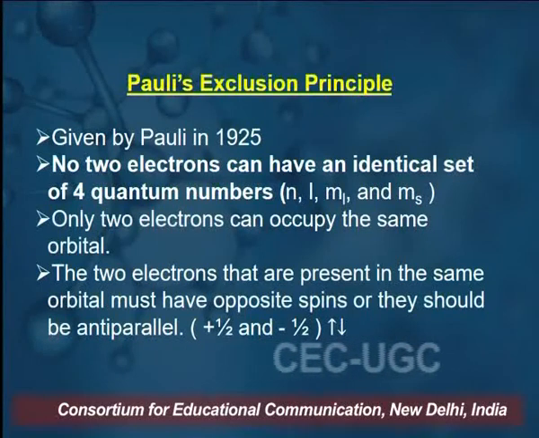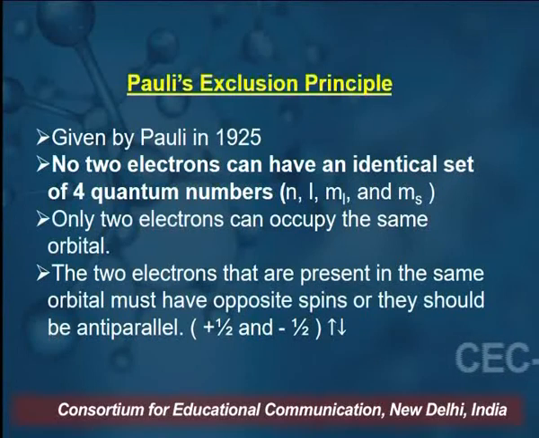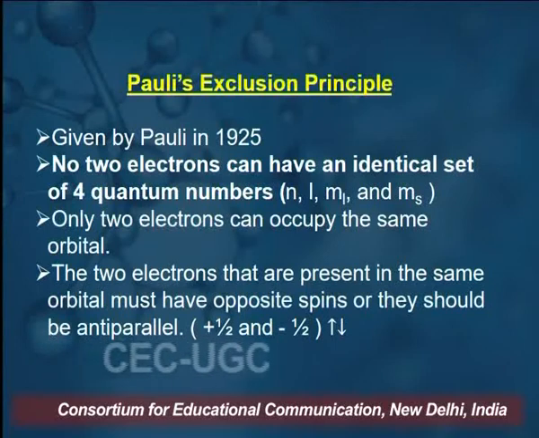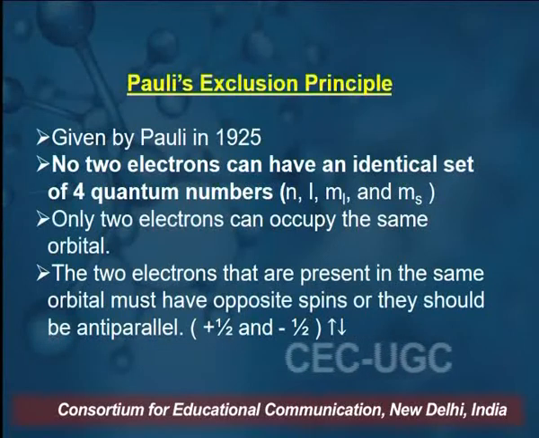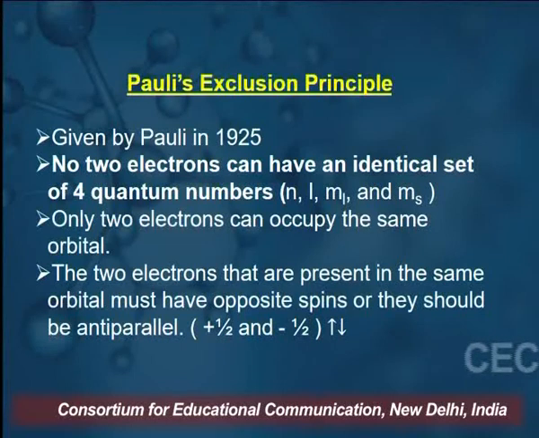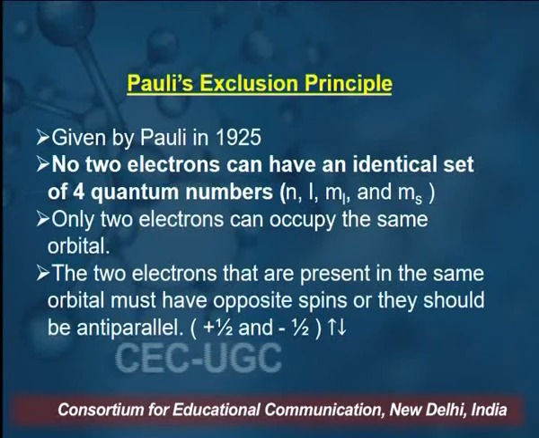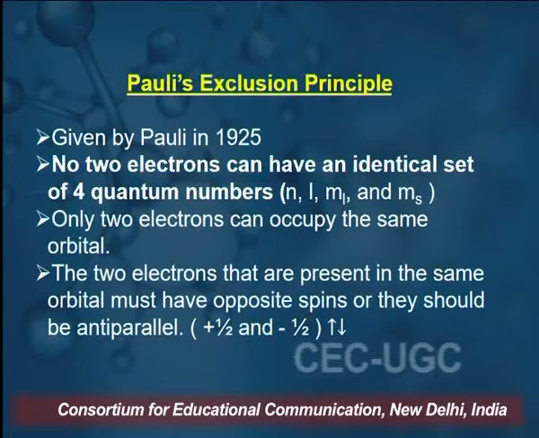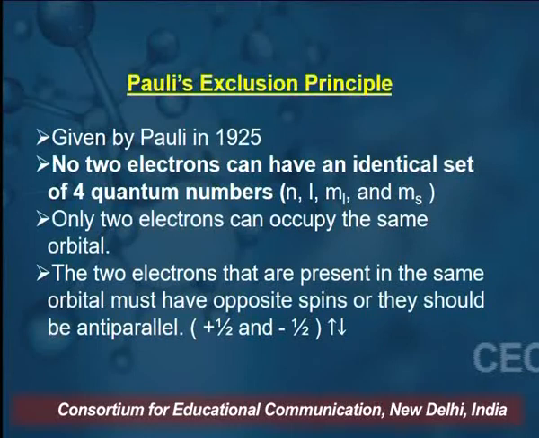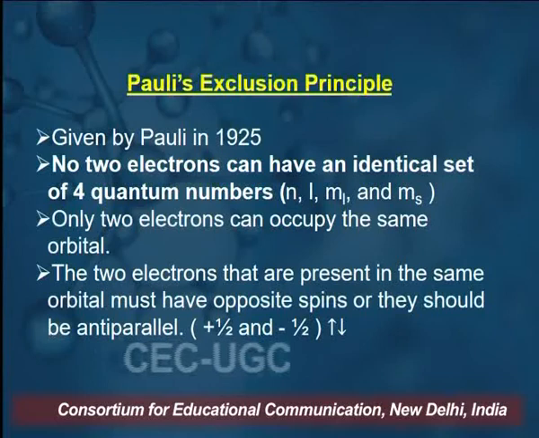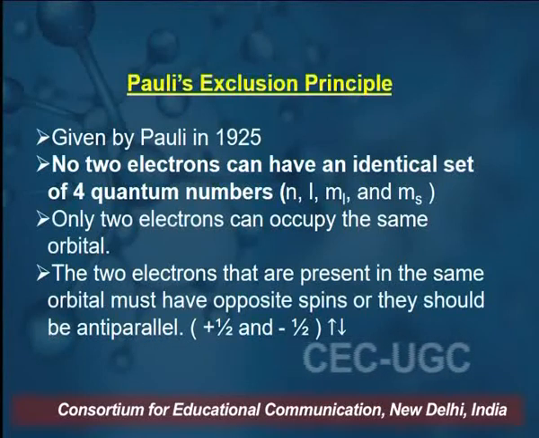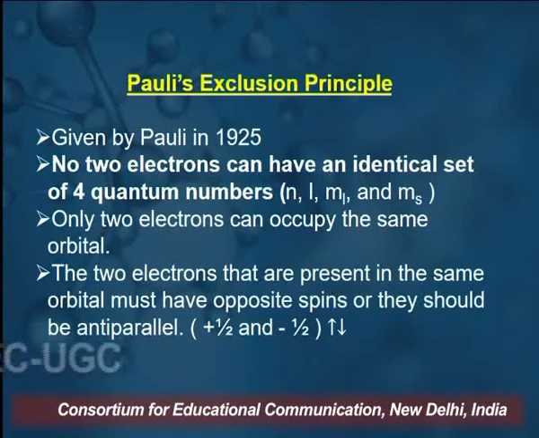Number one is the Pauli's exclusion principle, which was given by Pauli in 1925, which states that no two electrons can have an identical set of four quantum numbers, namely principal, azimuthal, magnetic and spin quantum numbers. Another point is that only two electrons can occupy the same orbital. The two electrons present in the same orbital must have opposite spins, or they should be anti-parallel.